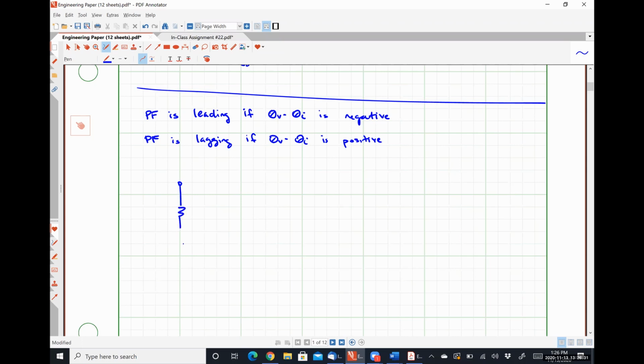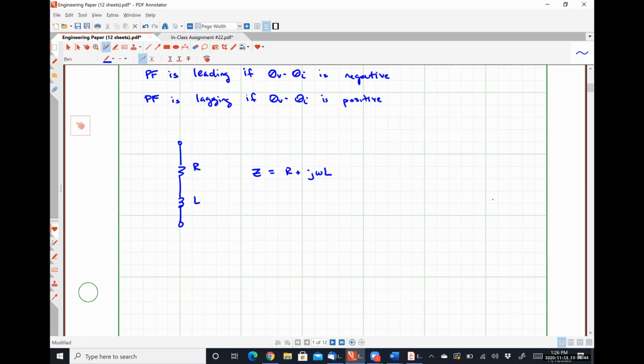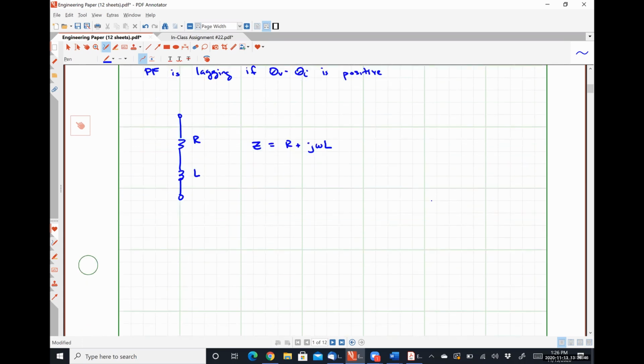So let's consider the first case where we have a resistor in series with an inductor. The impedance of this guy is R plus J omega L, right? So if we plotted this on a complex plane, where this is the real part and this is the imaginary part, the impedance would have an angle like this, which I'm going to call theta Z.